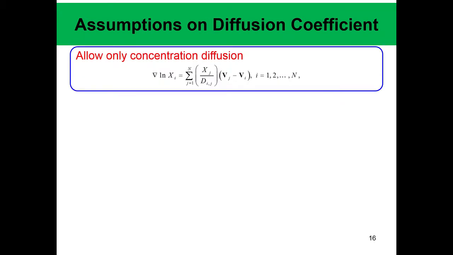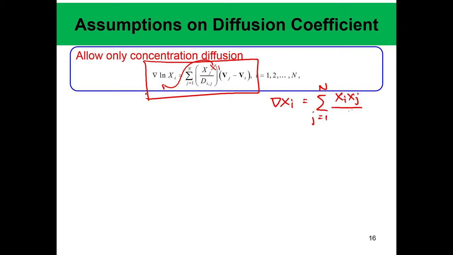And then we simplified that if we only consider the concentration gradient effect on diffusion, this is what we are left with. Here you see that the Xi was here, and the Xi has come out of the summation over j. So, the actual equation was gradient of Xi is equal to the summation j equal to 1 to n of Xi Xj divided by Dij times (Vj vector minus Vi vector).